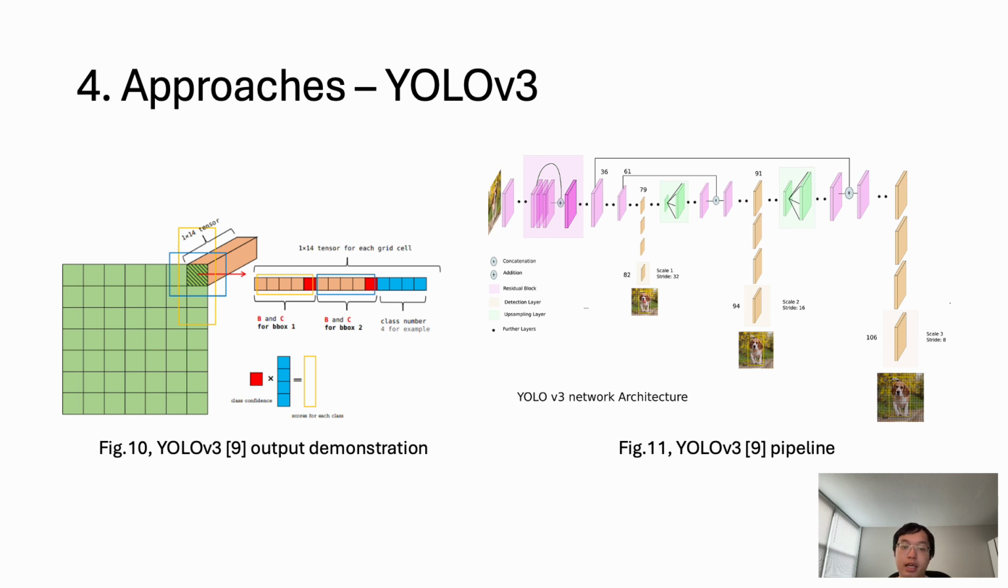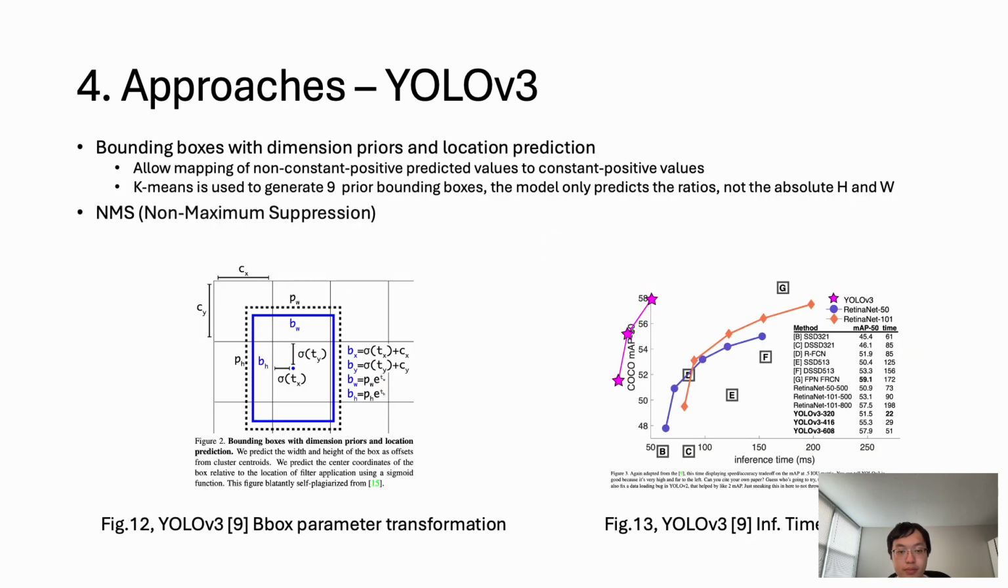This is the general pipeline of YOLO v3. On the left side, there is a demonstration of the representation of the output of the YOLO v3 feature map. In each feature map, each cell contains 3 bounding boxes with their corresponding categories and their height, width, and location. In figure 12, there is a bounding box parameter transformation illustration.